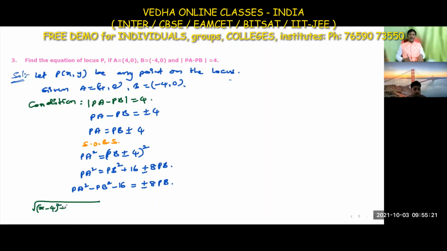Whole square plus y minus 0 whole square. Okay, this is PA whole square minus PB. PB is nothing but the square root of, taking x minus of minus 4, x plus 4 whole square, and y minus 0 whole square. Okay, this is PB whole square, minus 16, equal to plus or minus 8 PB.